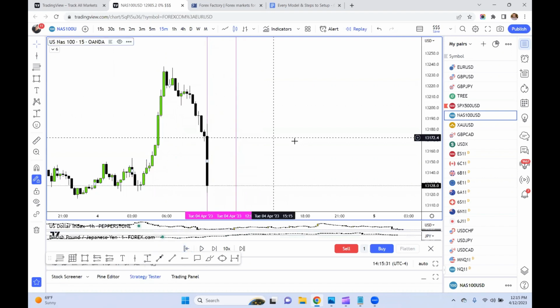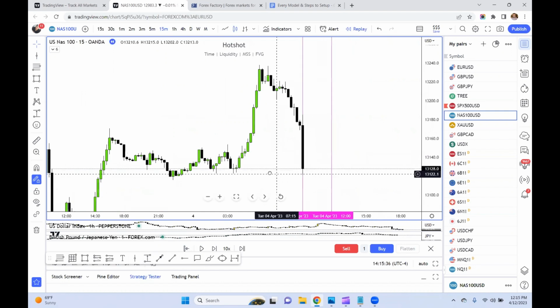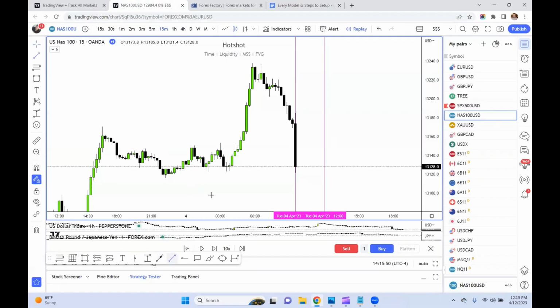Let's just bring it back a little bit. Now, at this point, you want to identify the 9:30 open. You want to annotate with a horizontal trend line the 9:30 open price. If we're selling, we want to sell above this price. If we're buying, we want to buy below this price. So to annotate that, this is the 9:30 open. If we're buying, we want to buy below it. If we're selling, we want to sell above it.